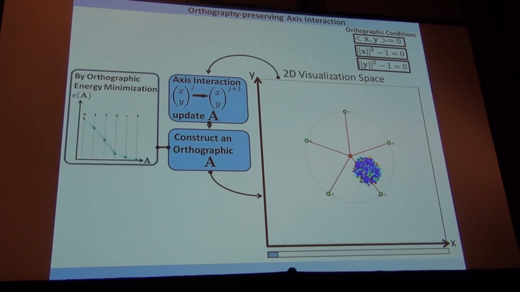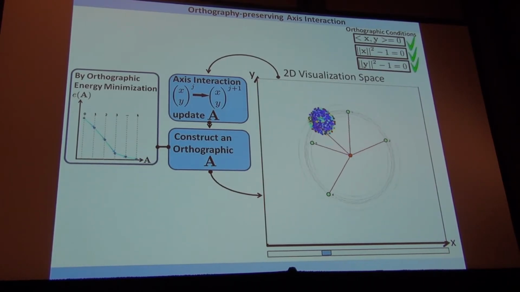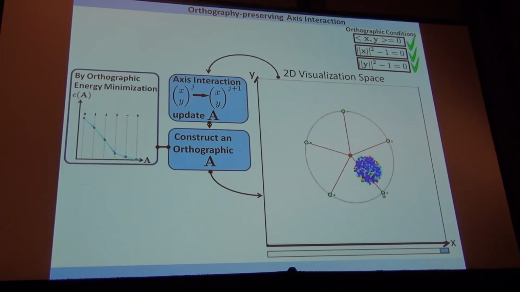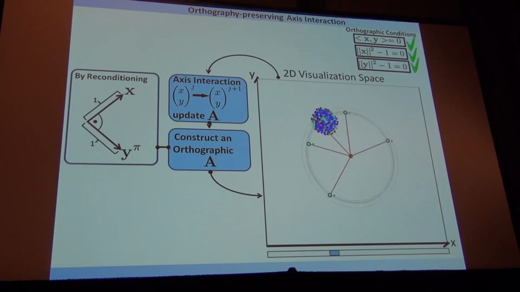One possibility is to use the energy minimization. And now we get an interaction scheme which really preserves the orthography during the interaction, because all the remaining axes adjust themselves in a way that the orthographic conditions are still fulfilled. So this is the trick which we use here. Alternatively, we can also use the reconditioning approach, which also gives us orthography preserving interaction. And the advantage of reconditioning is that it performs much better than the energy minimization.